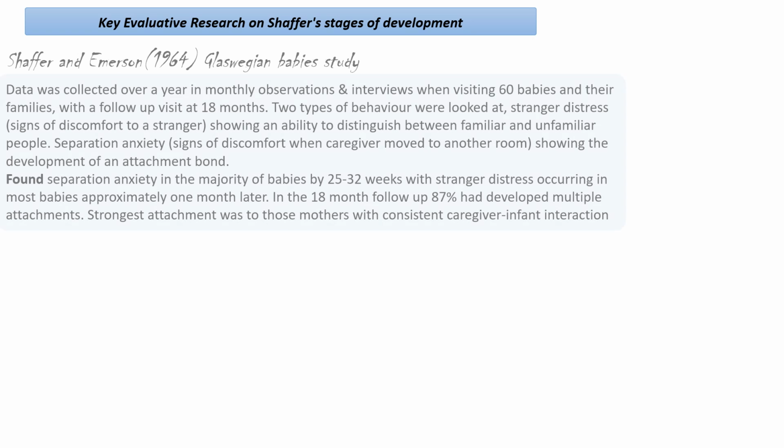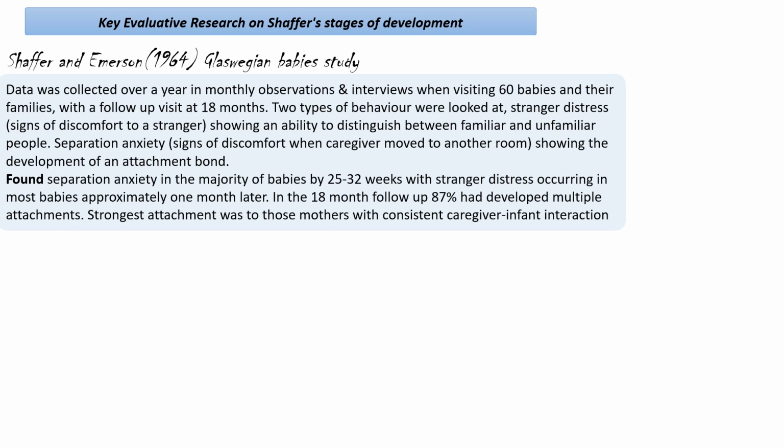So this is 1964 and it was called the Glaswegian baby study. Data on these babies were collected over the course of the year in monthly observations as well as interviews with parents. So they visited 60 babies and their families over the course of this year, and they also did a follow-up visit at 18 months. When they were observed, 2 types of behaviour were looked at: stranger distress and separation anxiety.